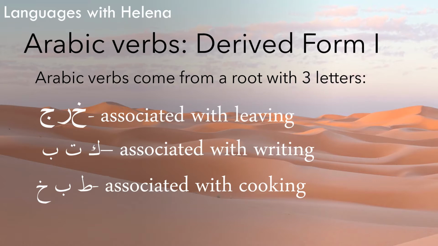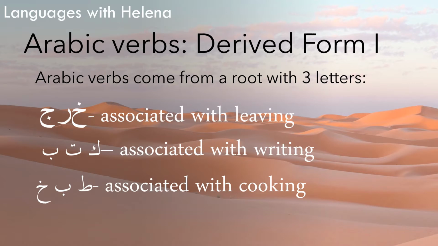And especially when we know the patterns and the forms, it becomes even easier to work out different meanings of different words. So for example, when we see a verb or some nouns, some adjectives that have kha, ra, and ja as their kind of like base letters, then we know that that word is going to be associated with leaving or exiting. So for example, أنا أخرج means I leave. أنا أخرج من البيت is like I'm coming out of the house. خروج is an exit, for example.